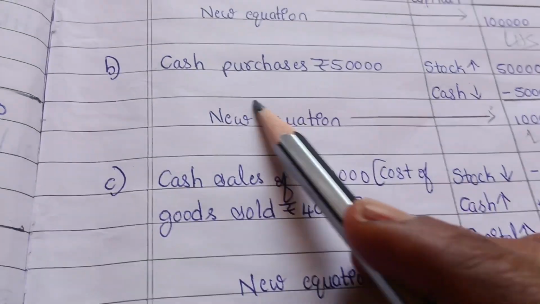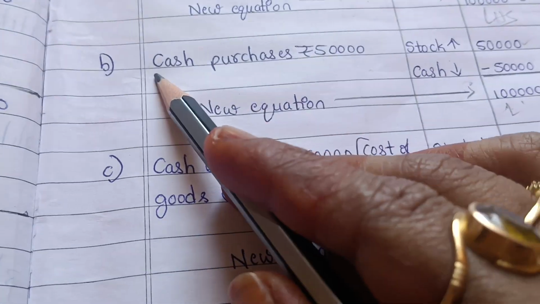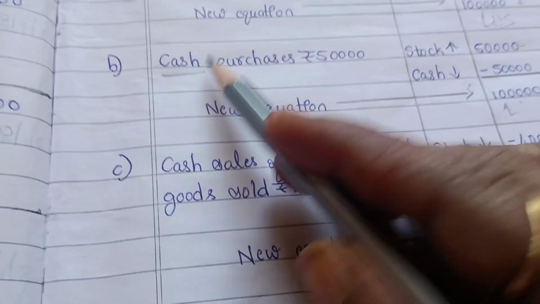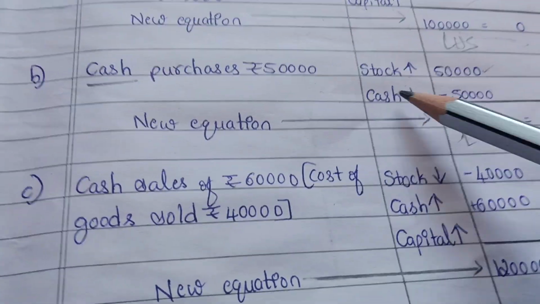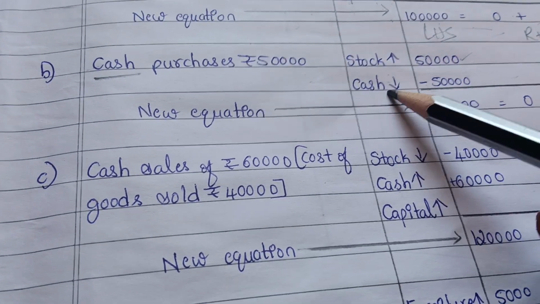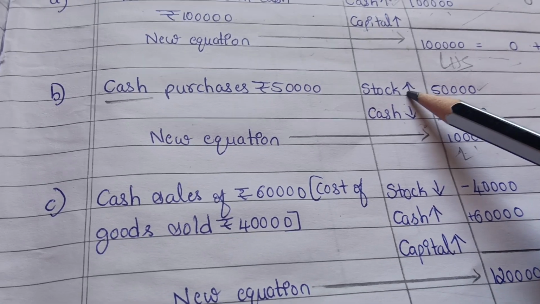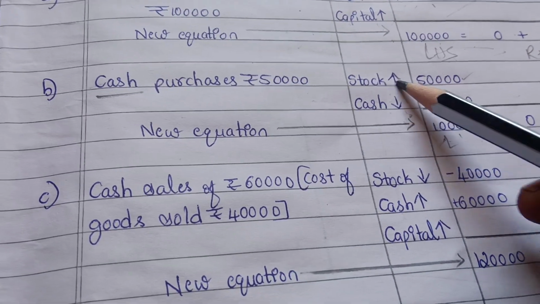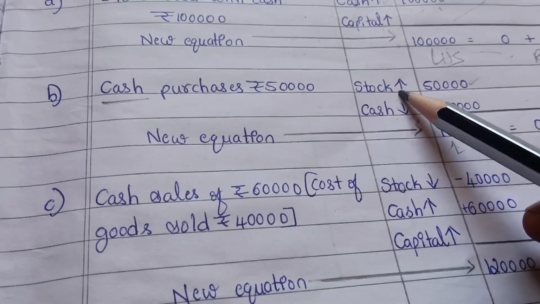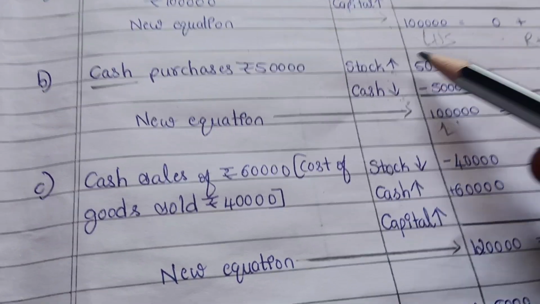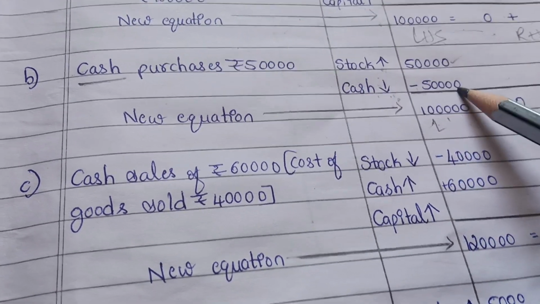Second transaction, cash purchases of rupees 50,000. Which are the two items involved? One is cash. What is the business doing? It is purchasing something. To purchase something, we have to give cash, right? So what happens when the cash goes out of the business? Cash decreases, and we are purchasing some stock, so stock increases. These are the two effects in this transaction. Stock is also an asset, cash is also an asset. So stock increases 50,000, cash decreases, that is minus 50,000.